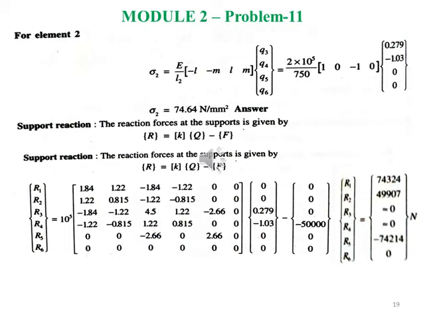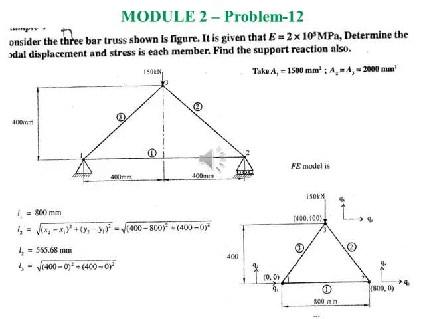So R1 is found to be 324 newtons, R2 is found to be 49,907 newtons, R3 is equivalent to 0, R4 is also equivalent to 0, R5 is coming to be minus 74214 newtons, and R6 is coming to be 0 newtons. So with this we have solved problem number 11. So one more type of problem we will see.